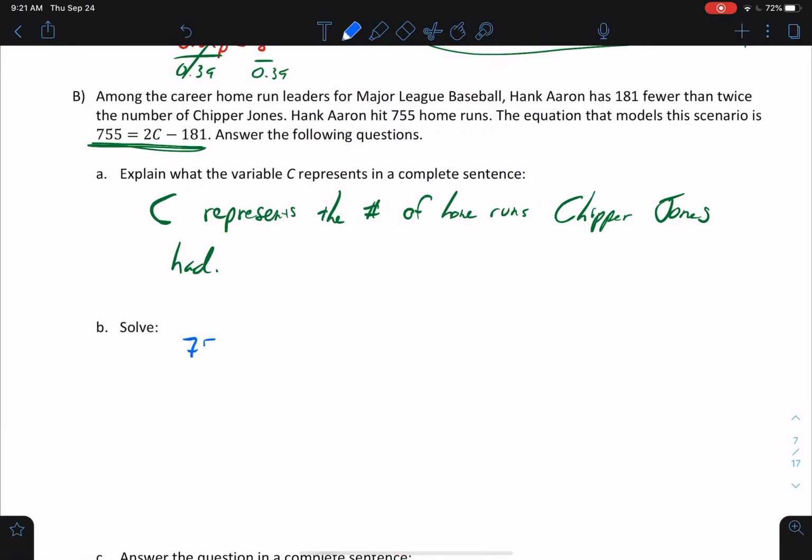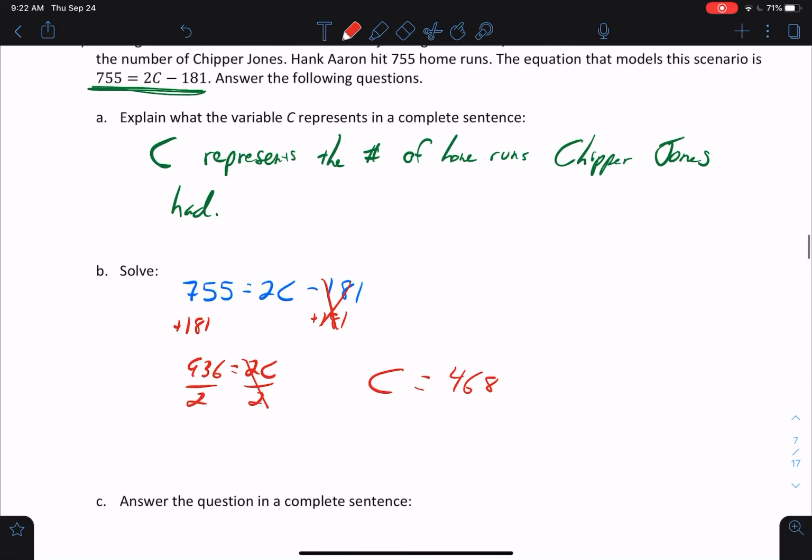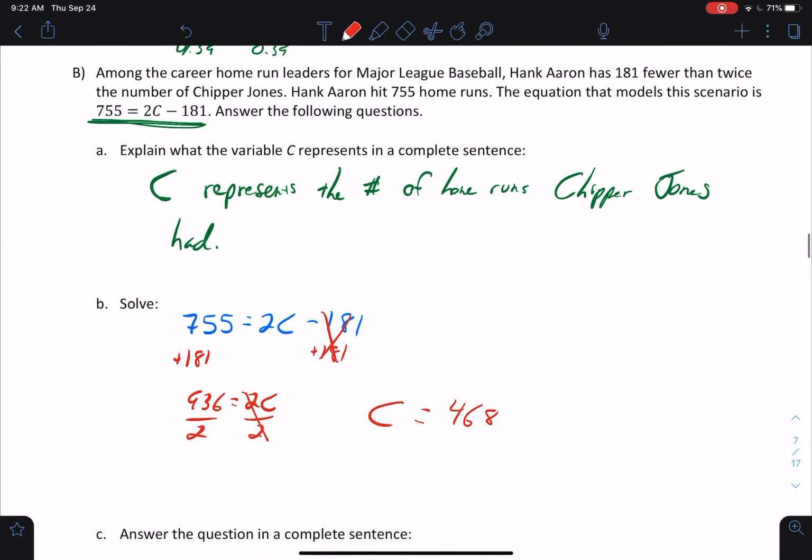So 755 = 2 times C minus 181. So first step is to add 181 to both sides. So we have 936 = 2C. Divide both sides by 2. C equals 468. And then again, part C is asking, answer the question in a complete sentence. What was this asking for? Asking us to solve for C. What did C represent? C represented the number of home runs Chipper Jones had.